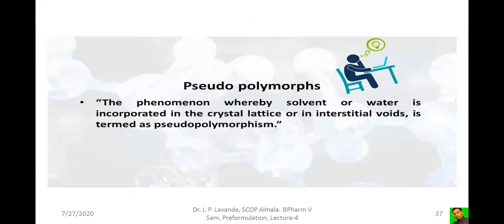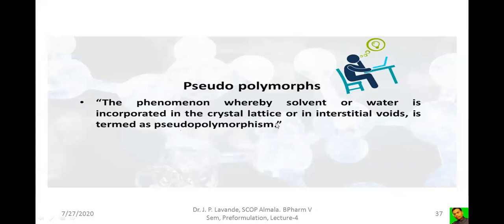Another polymorph is said to be the pseudo polymorph. Now, what is this pseudo polymorph? It is because of the inclusion of the solvent or water. The phenomenon where solvent or water is incorporated in the crystal lattice or interstitial white spaces is termed pseudo polymorphism. So what is pseudo polymorphism? It is the inclusion of either the solvent or the water inside the crystal structure or inside the interstitial void spaces, void blank spaces, right?